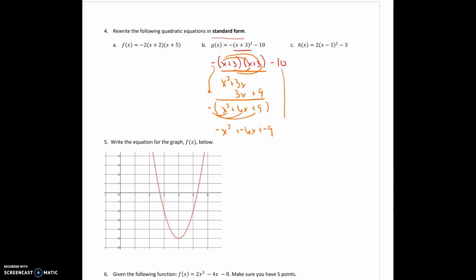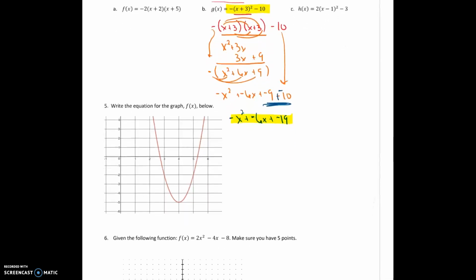And then don't forget about this 10. I'm going to bring the 10 in here. And then I'm just going to combine some like terms. I'm going to combine these. Again, I could add the opposite, and maybe you'll see that it becomes negative 19, but my final answer is negative x squared plus negative 6x plus negative 19. So if you want to see if you're right, put this into y equals, put your original problem into y equals, and you should see the same graph.